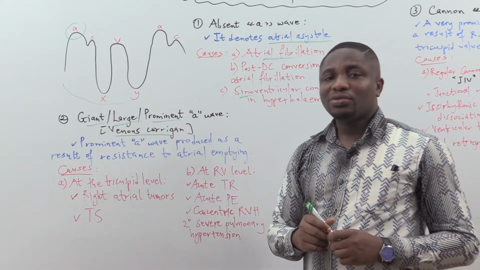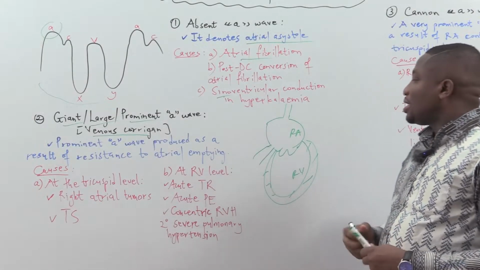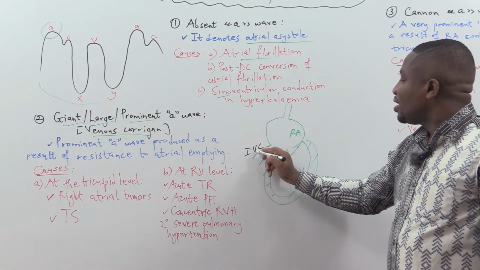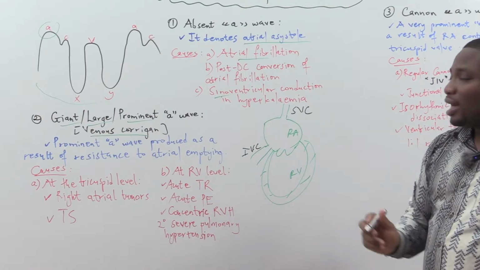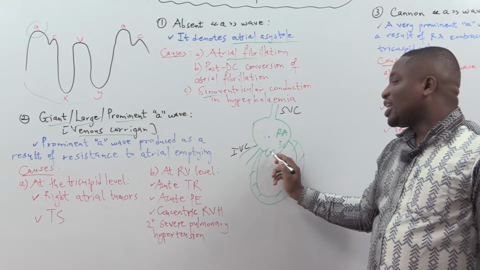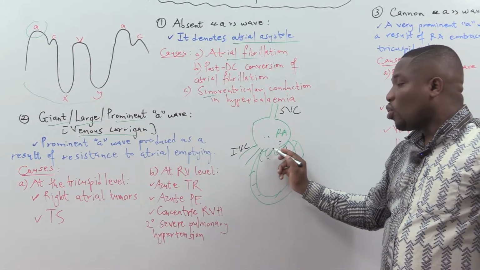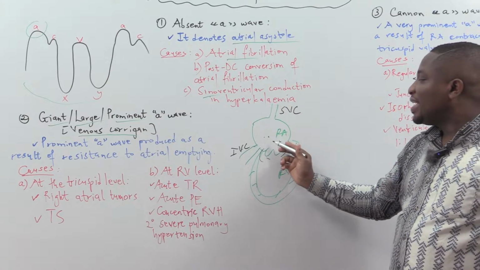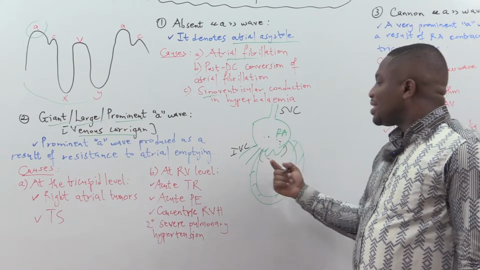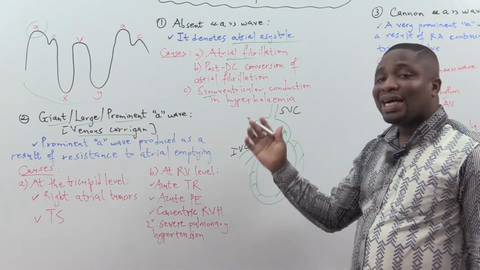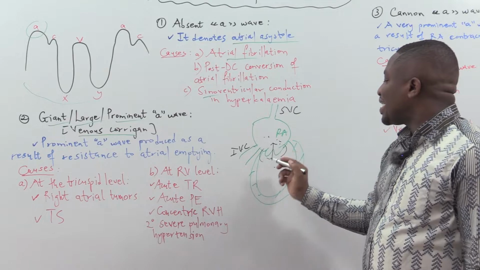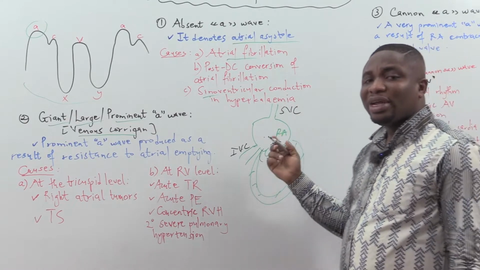Now let's explain that in detail. So let's take this as the right atrium, the right ventricle, the inferior vena cava, and the superior vena cava. Now when the right atrium gets filled with blood, what happens? The tricuspid valve is supposed to what? Open, so that the right atrium can empty its content, that's the blood, into the right ventricle. But in a scenario where there's going to be a large or prominent A wave or a venous corrigan, there will be resistance produced against the emptying of the blood from the right atrium.